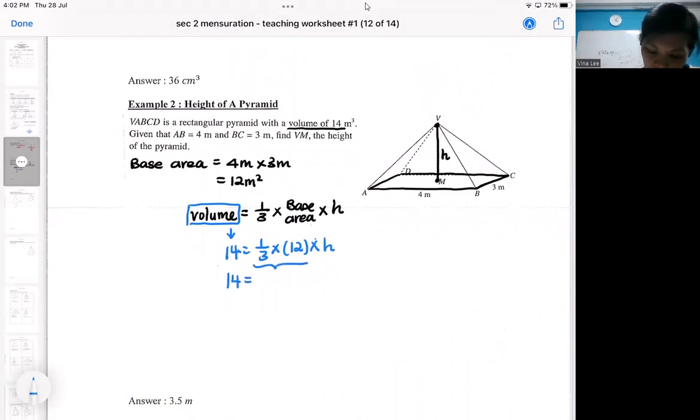So this part will be 4H, and you find your H. Okay, so that's also not a very difficult thing. It's a bit like working backwards, but you could use a formula and then do it like an equation.